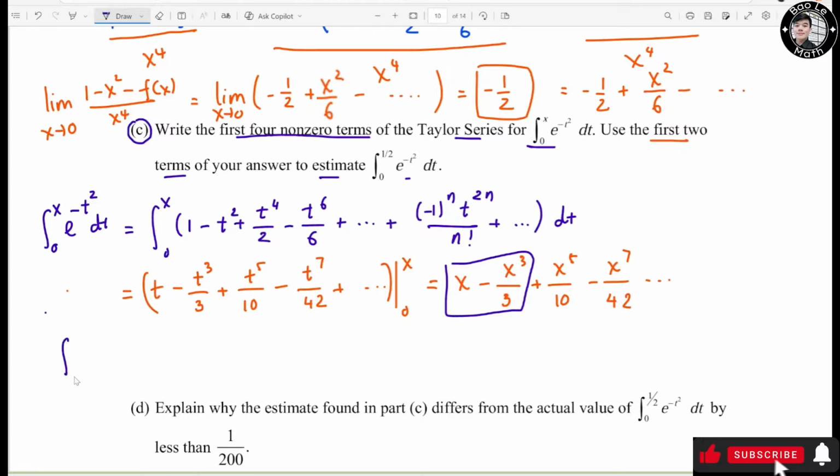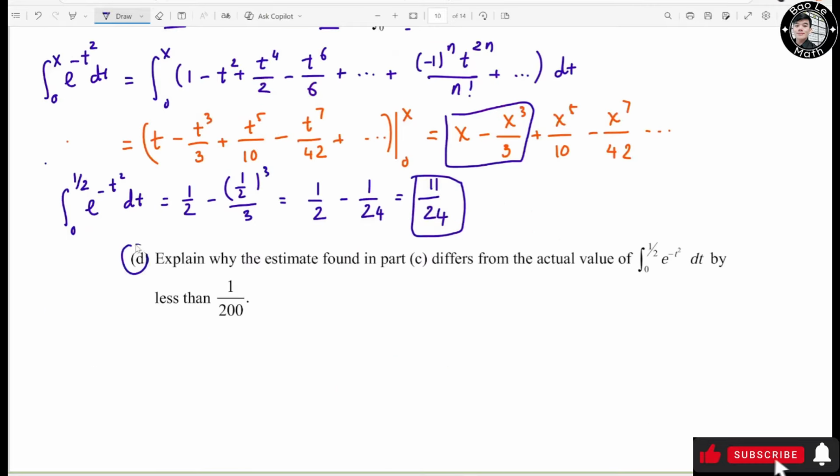So the integral from 0 to 1/2 of e to the negative t squared dt is actually s equals 1/2, right? So it's going to be 1/2 subtract 1/2 cubed divided by 3, right? So it's going to be 1 over 2 minus 1 over 24, right? So it's going to be 11 over 24, right? Now let's move on to question D.